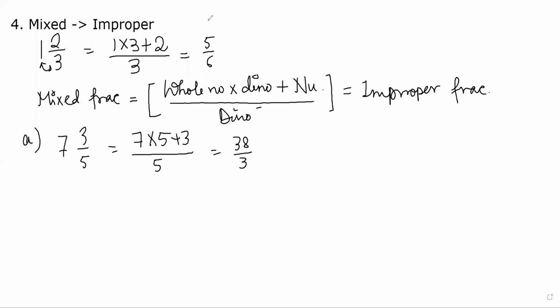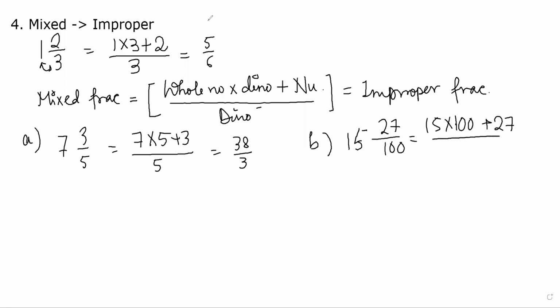Okay. The next option I'm also showing. Next is given 15 whole 27 by 100. That means 15 into 100 plus 27, by 100. Okay, that means 1527 by 100. That's the improper fraction. Please write it down. The rest of the 4 sums are your homework.